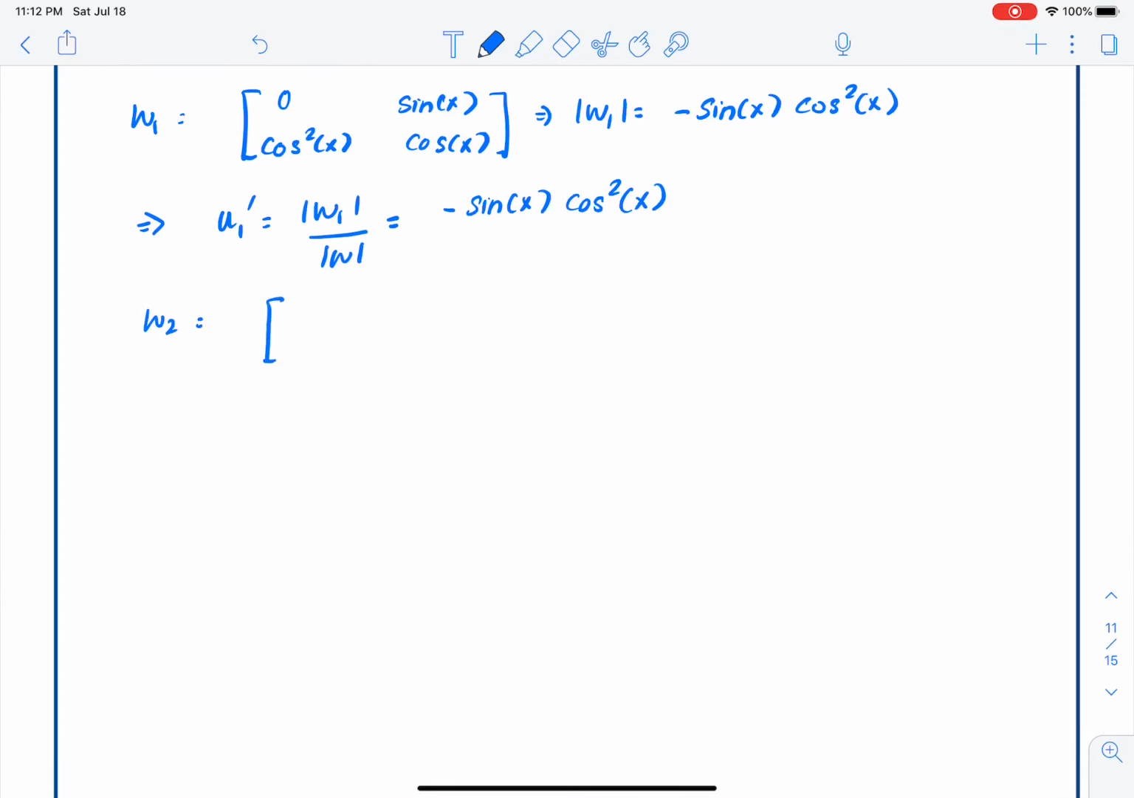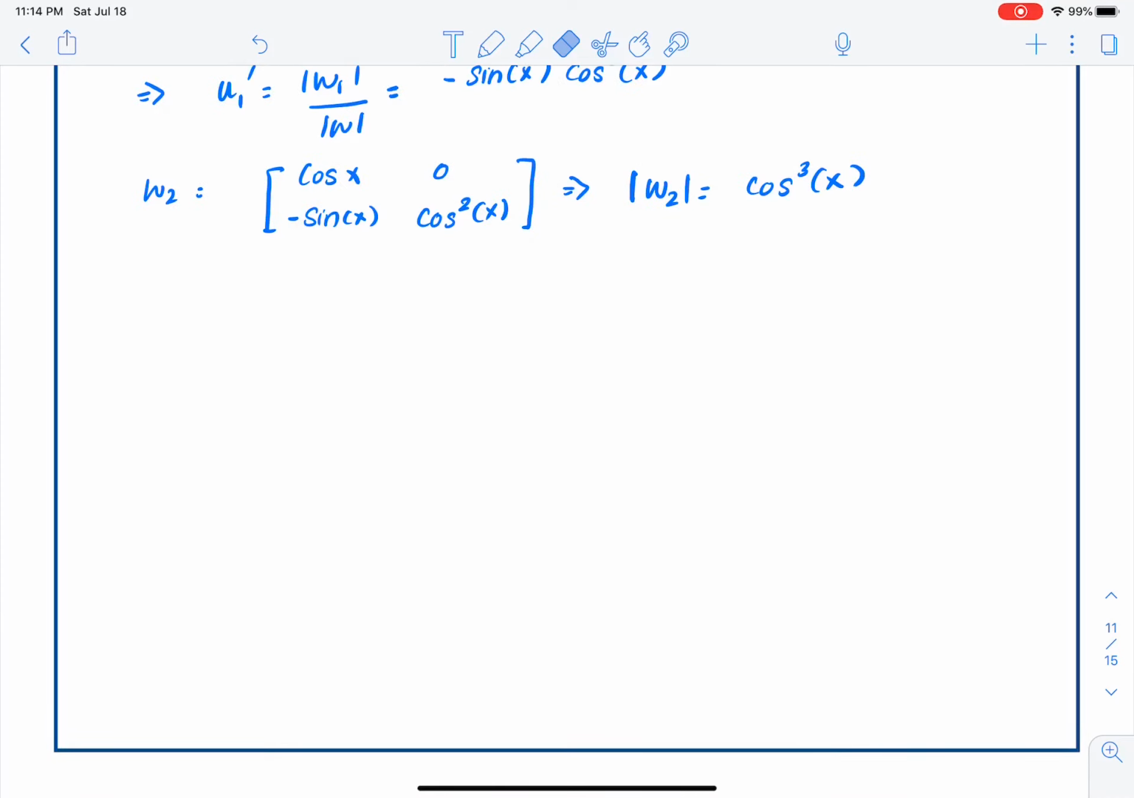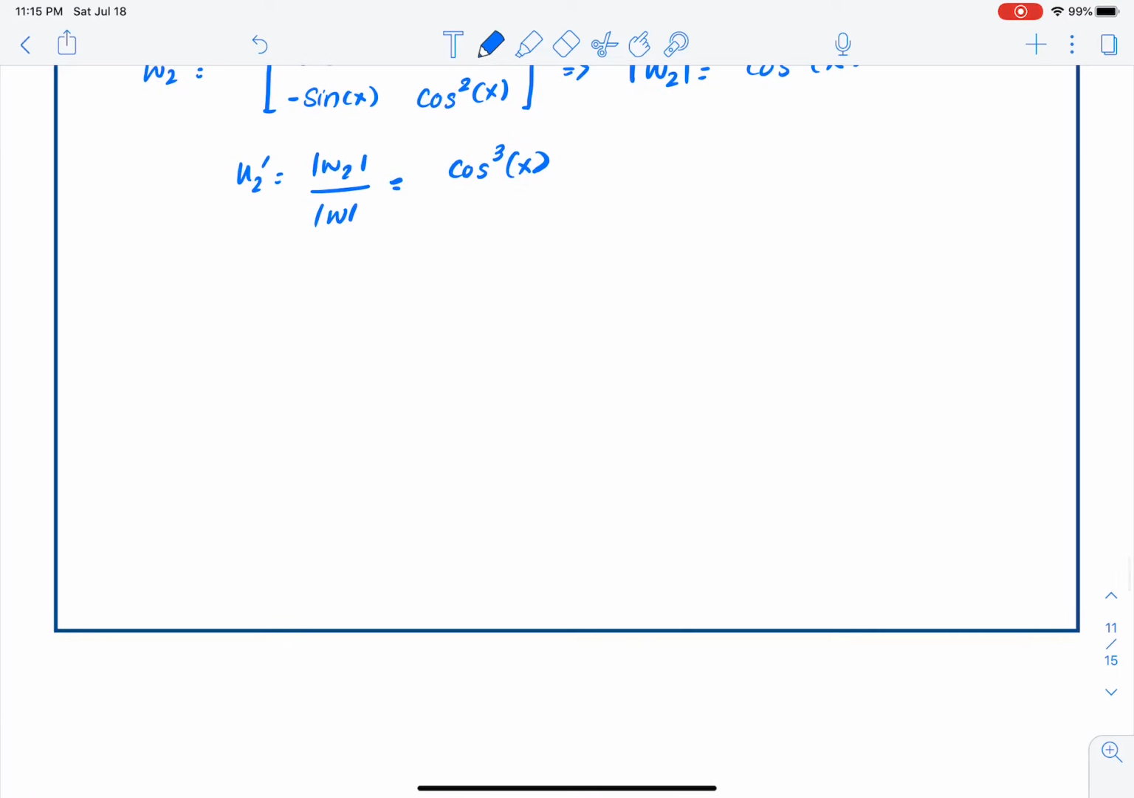W2 is cosine x, sine x, with a negative 0 and cosine squared x, which would simply mean the determinant of W2 is cosine cubed x. So U2 prime is the determinant of W2 divided by the determinant of W, which would give us cosine cubed x over 1, which is cosine cubed x.